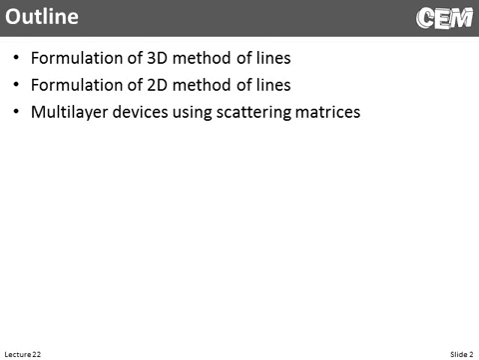So the outline of this lecture, because really, as you'll find, you know this technique now, having been through rigorous coupled wave analysis and the transfer matrix method. So I can very quickly step through the formulation of a 3D method of lines, fully three-dimensional, which would be equivalent to what we did with rigorous coupled wave analysis. And what's more commonly seen in the literature is a two-dimensional implementation. At the very end, you'll see why that is. And very quickly, how to handle multi-layer devices using scattering matrices. And you'll find this exactly the same as with transfer matrix method and rigorous coupled wave analysis.